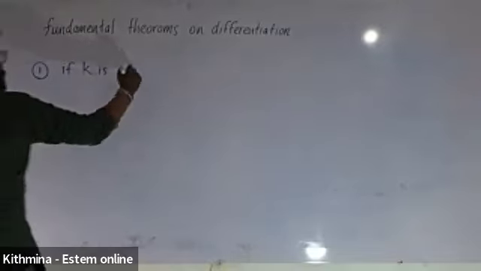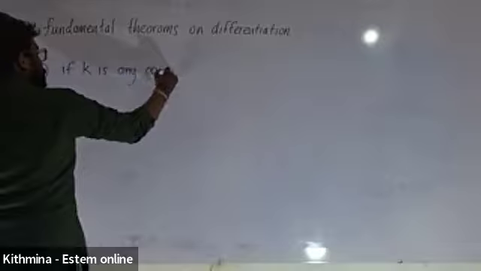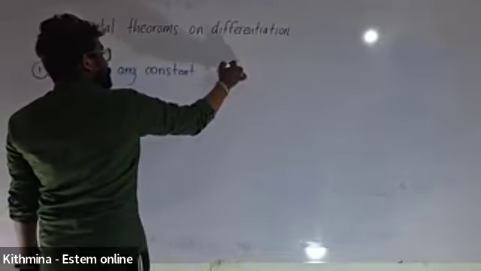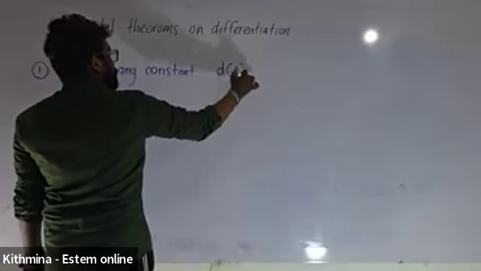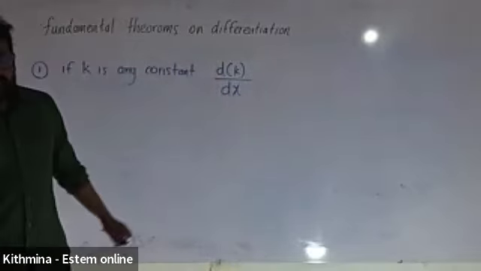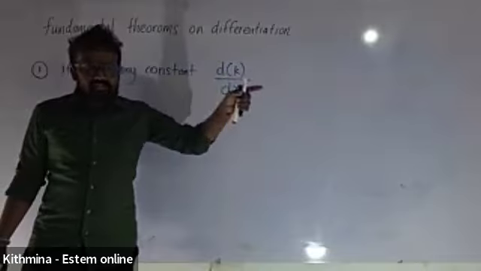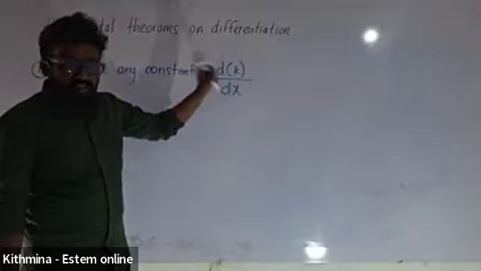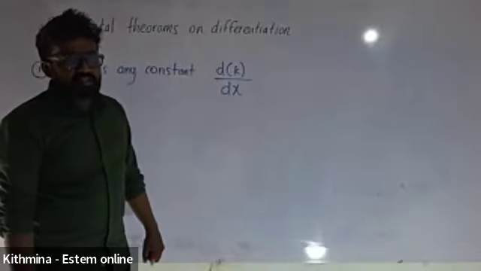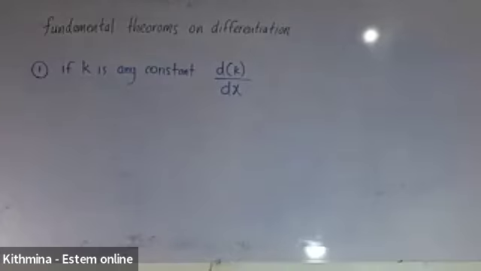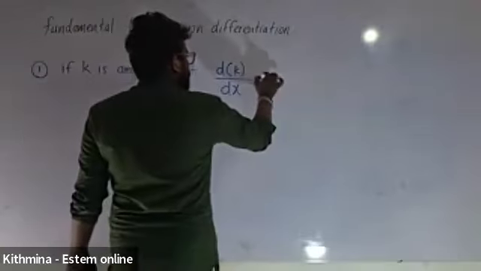If k is any constant, what would be the differentiation of a constant? Previously, we differentiated all x terms, all variables. What should be the differentiation of a constant? Okay, any suggestions? Yeah, it is zero.